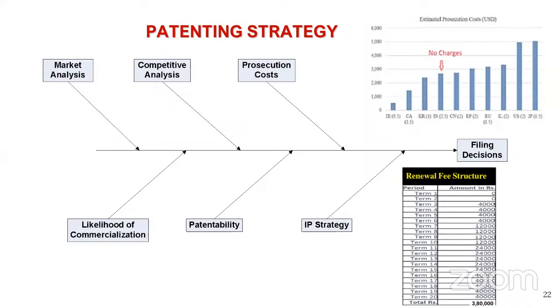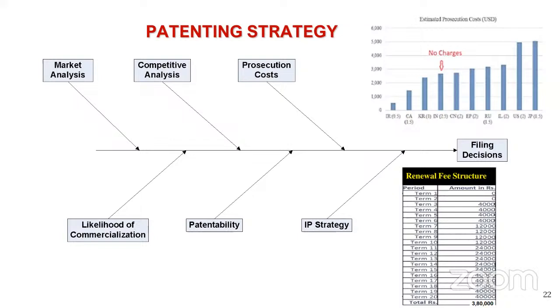So when we file the patent application in a particular country or in a particular jurisdiction, we have to think about the prosecution cost also. For example, if we have invested 15 lakh rupees for a patent application in Europe, and there is no market, so there is no need to go for Europe. So for the filing in foreign jurisdictions, we have to think about the prosecution cost also.